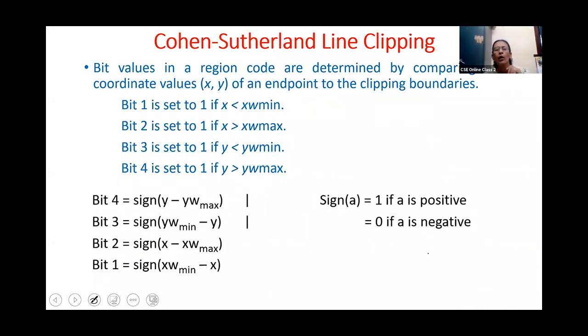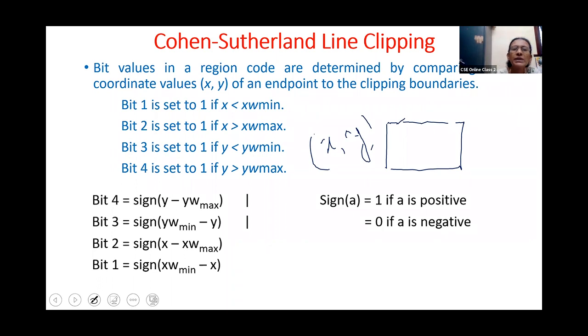Another way of expressing the same thing, instead of taking an inequality in a program, comparing signs is much easier. So the same thing, we give it in another form. We have this as the clipping window, and we have the point x comma y.